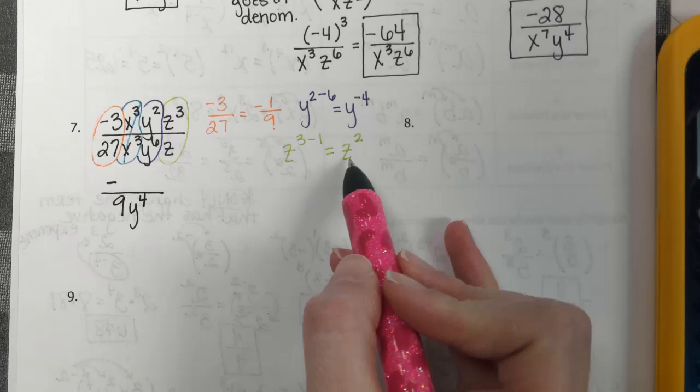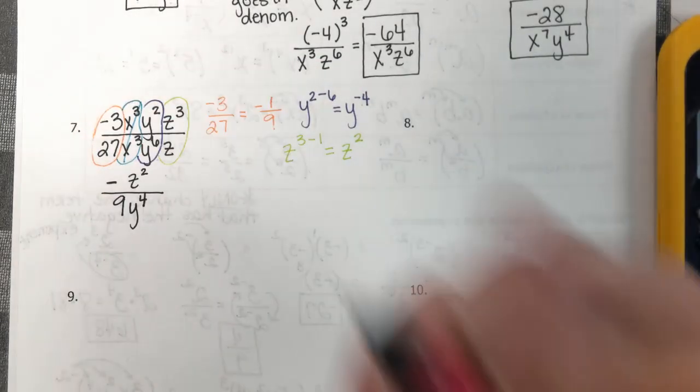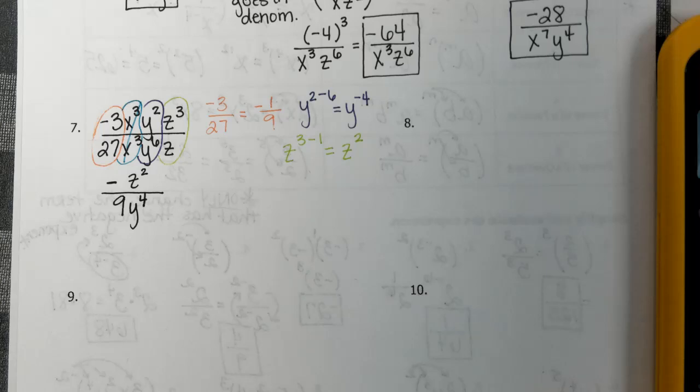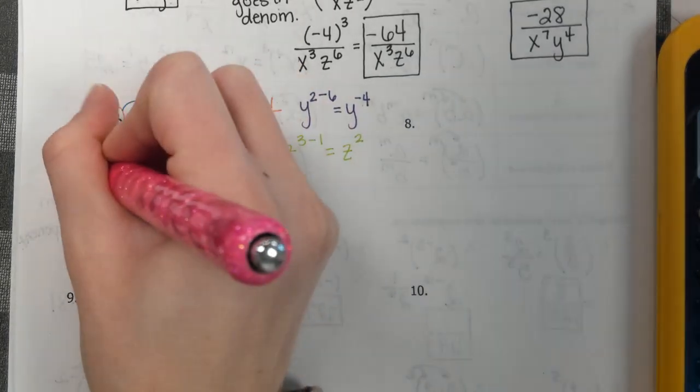That z squared, does it go in the top or the bottom? The top. So I have a negative z squared over 9y to the 4th. And remember, everything should be one fraction, not multiples. I should not have a negative 1/9 z squared over y4. Okay, it should all be together. Do we understand how I put that together?